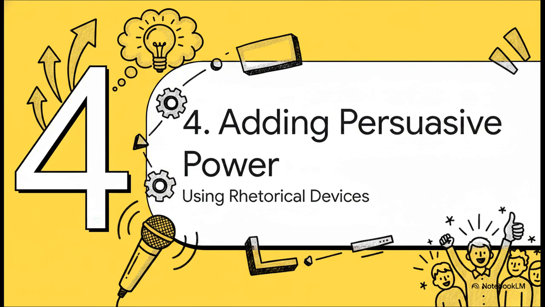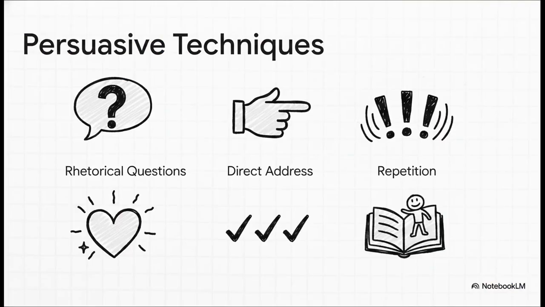And the secret sauce to get from good to great? It's all about using rhetorical devices. These are the techniques that are going to lift your writing and really connect with your audience on a whole other level. And the best part is, these tools are actually really simple to use.